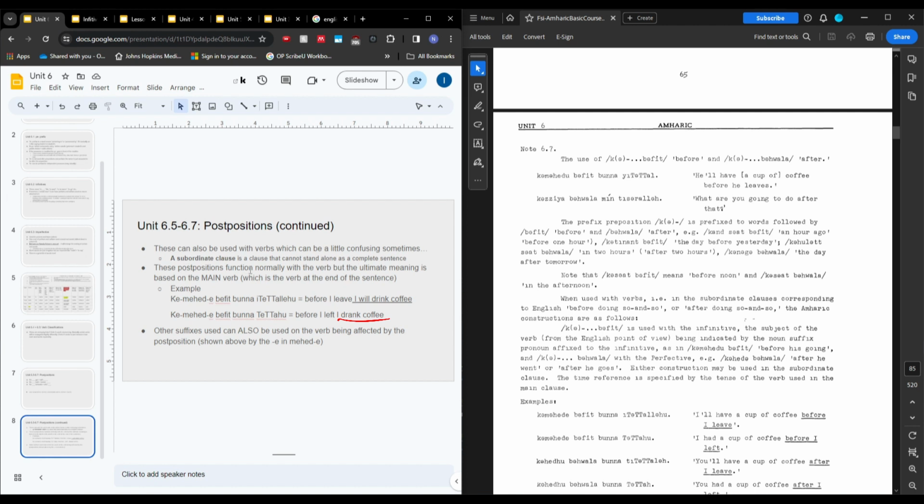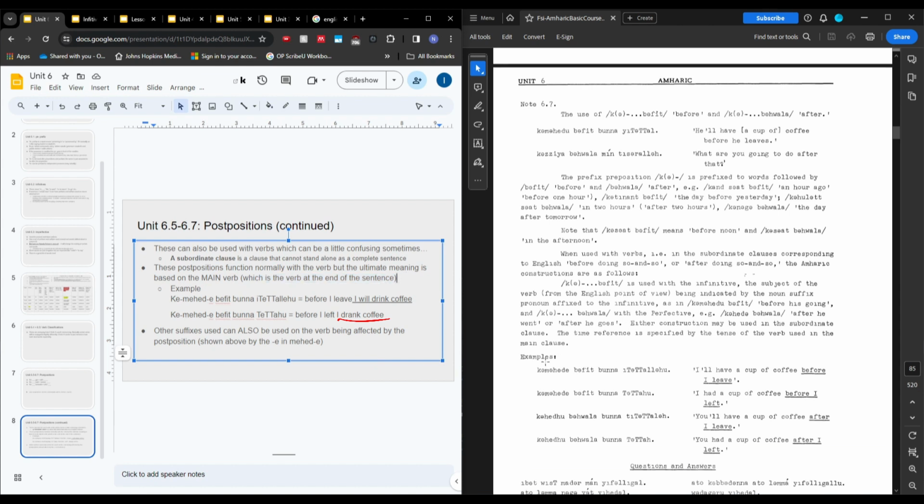And these postpositions function normally with the verb, like we kind of saw above, but the meaning is based all on the main verb, which comes at the end of the sentence. I think the example is meant to be like here. So again, it's another ke mehere situation. So mehid is to go, and this e is a noun suffix pronoun for my ownership.